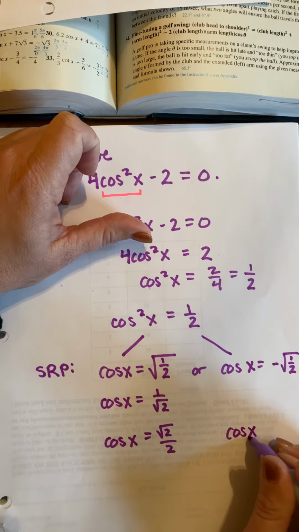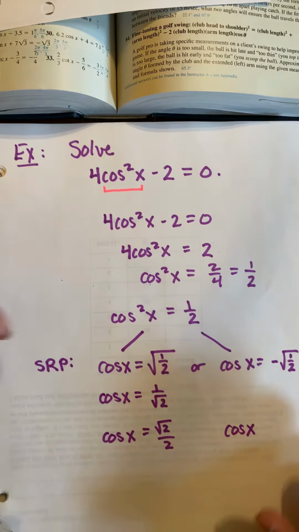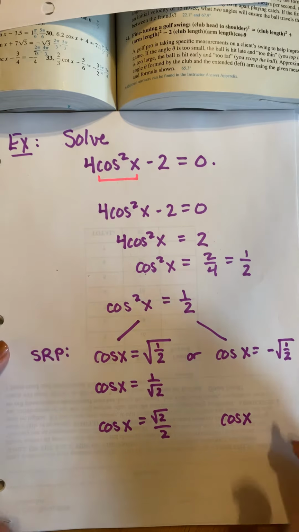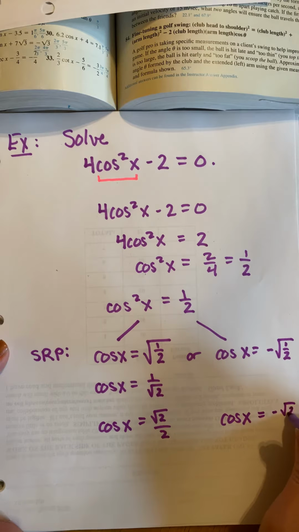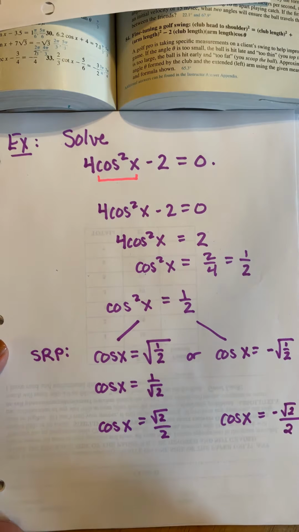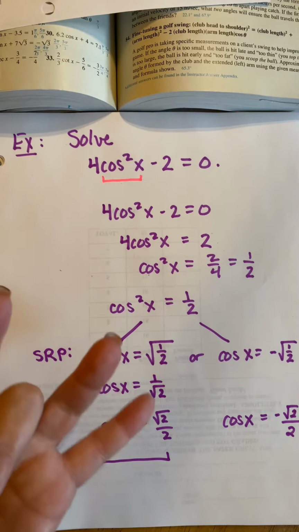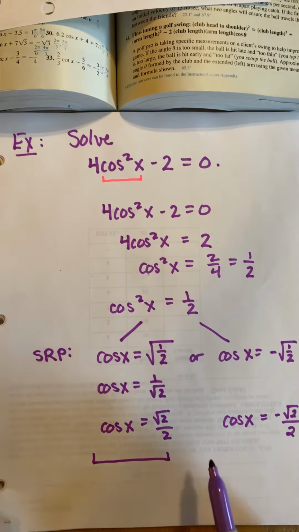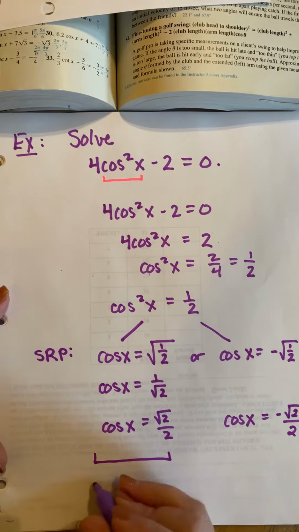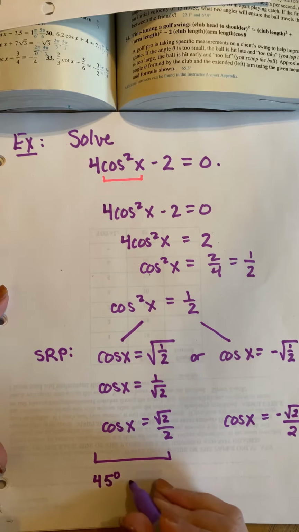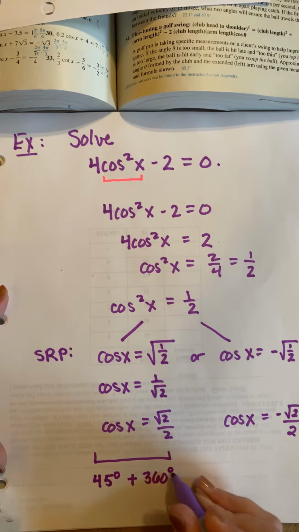So we're looking for all angles. There's no restriction on our angle, so we're looking for all angles whose cosine is either square root of 2 over 2 or negative square root of 2 over 2. If we look at this one, I kind of like this because then I can think of my trig hand. The angle whose cosine is square root of 2 over 2 is going to be 45 degrees, plus all angles coterminal with 45 degrees.